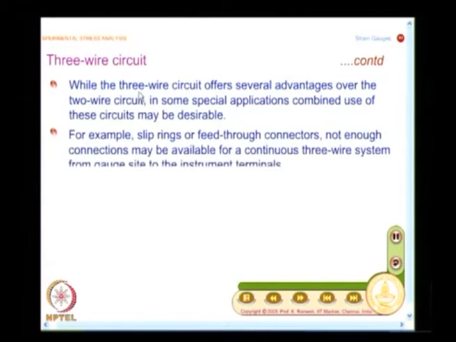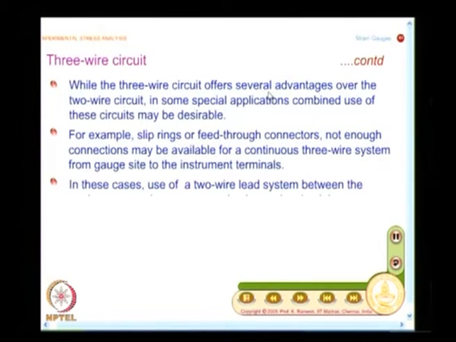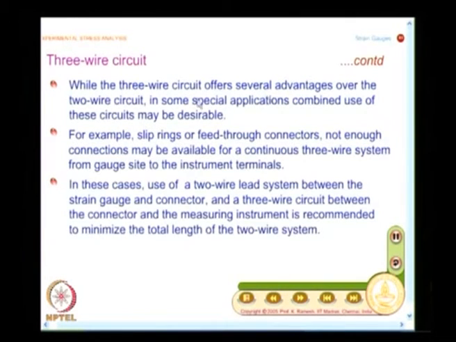See, a 3 wire circuit definitely offers several advantages, but you cannot use this always. There are reasons why we are unable to use it. The recommendation is, in some special applications, combined use of these circuits may be desirable. So, you can take one example.